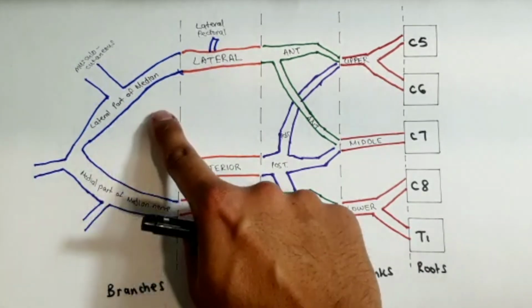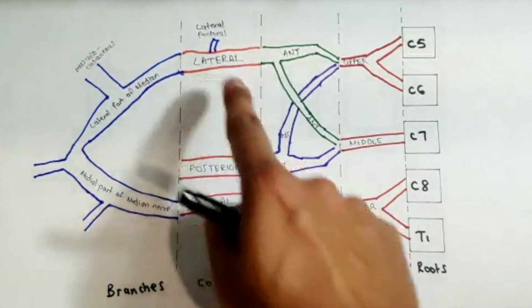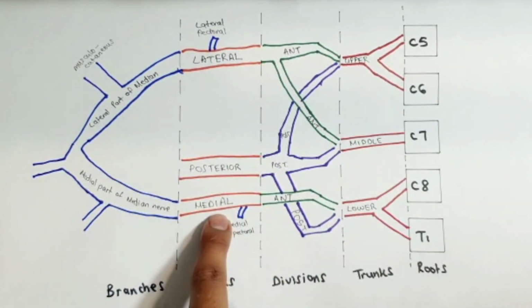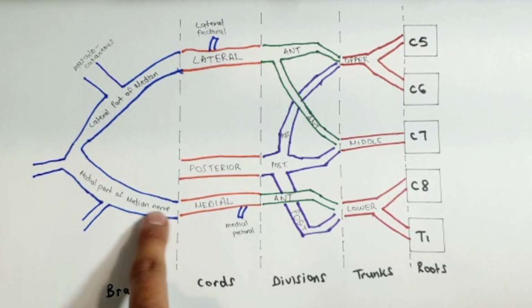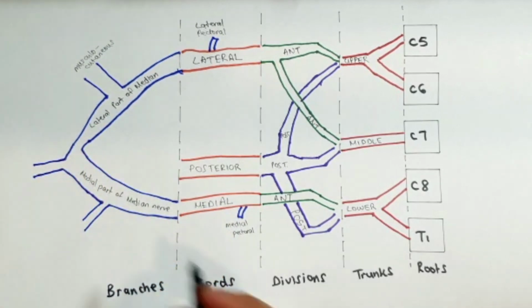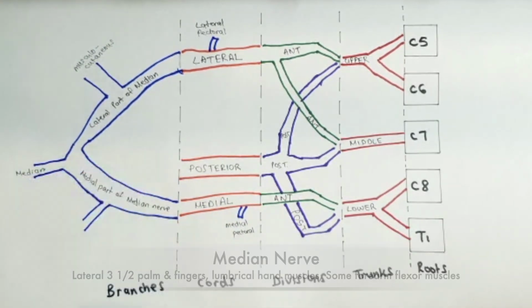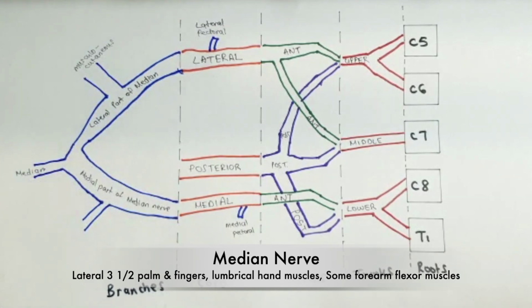The lateral part of the median nerve coming from the lateral cord and the medial part coming from the medial cord join together to form the median nerve. Now, the median nerve supplies the lateral 3.5 parts of the palm and the fingers, as well as the lumbrical muscles in the hand and some of the flexor muscles in the forearm.